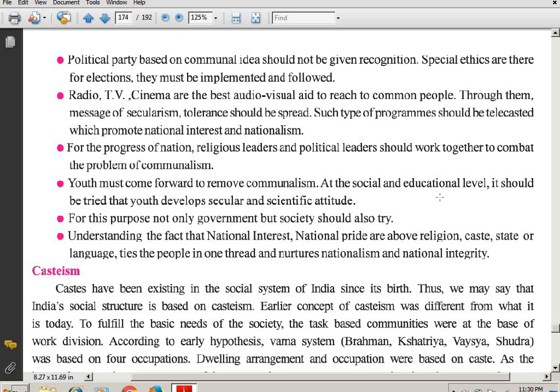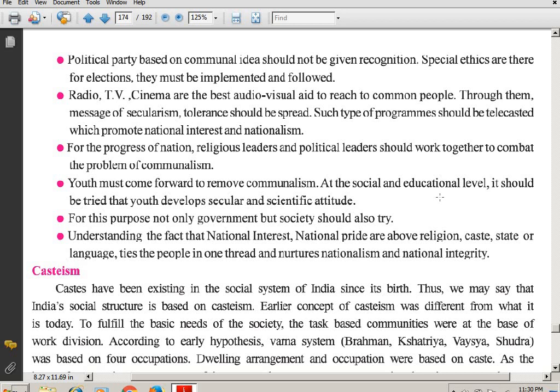For this purpose, not only government but society should also try. It is not only the youth or the government, but all of us should try to preserve harmony and symphony, and we should be living in fraternity, as brothers and sisters, practicing all the religions. Students, it is our duty. It's you and me. We make the government.